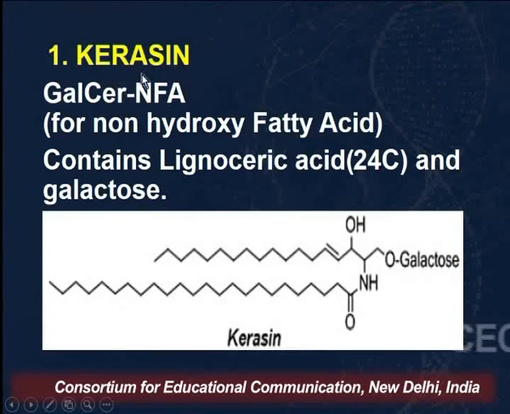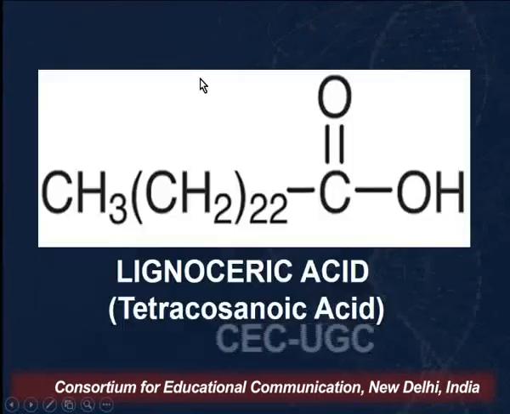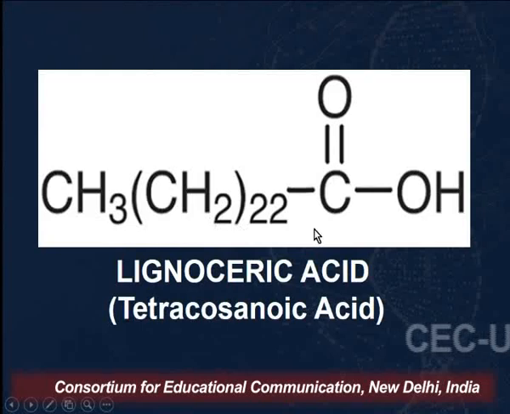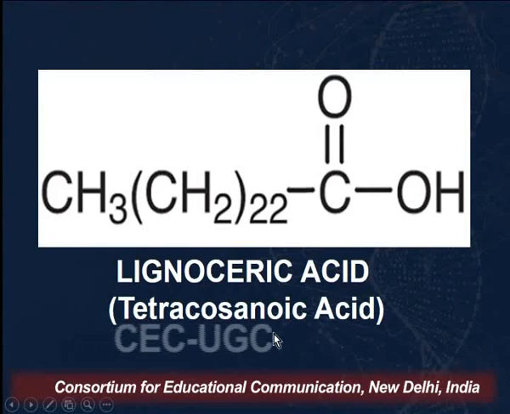Please remember, it is kerasin, and not kerosene. Kerosene is a fraction which is obtained by fractional distillation of petroleum, and it is a fossil fuel which we use for burning. That is kerosene, and this is kerasin. Kerasin is a glycolipid which is a cerebroside. So this is the lignoceric acid which is present in kerasin, and it is also known as tetracosanoic acid.